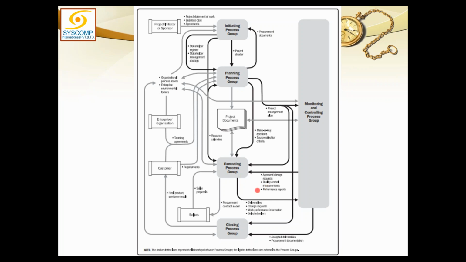That's it. As far as the work performance data is concerned, it has to be analyzed by each and every control existing in monitoring and control: scope control, schedule control, cost control, procurement and risk control, every control will get the work performance data. If you remember, we said the project management plan is also available as input to all these controls.